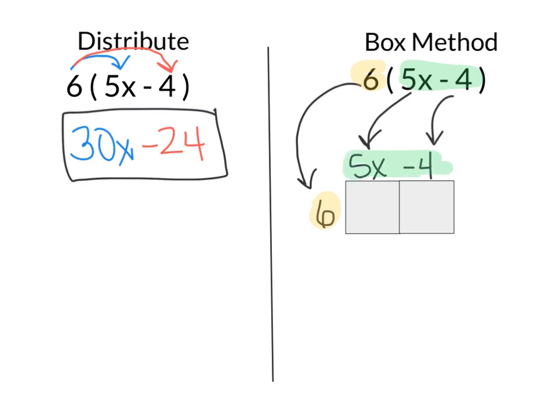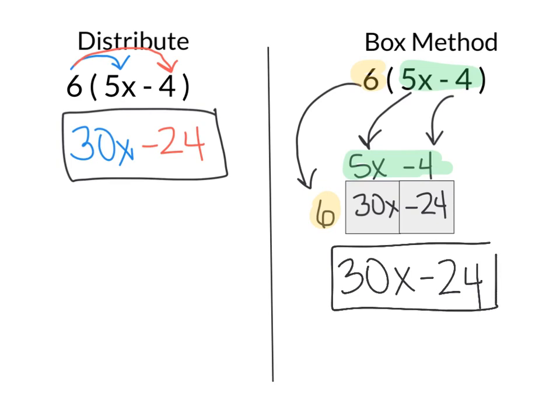So in order to multiply this, I'm going to multiply each row by each column. So I'm going to take 6 times 5x, which is 30x, and then 6 times negative 4, which is minus 24. Now you can see these items inside the box. I bring those down. I have 30x minus 24, which is the same answer that I got on this side. So either method will work. So let's look at another example.